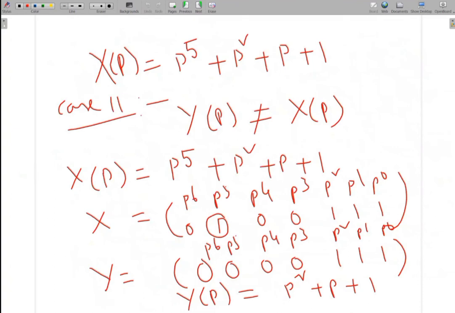Here Y of P is equal to P square plus P plus 1. Actually, X of P, without any error, is equal to P power 5 plus P square plus P plus 1. Here the P power 5 quotient is replaced with 0. Therefore, Y of P is equal to P square plus P plus 1.